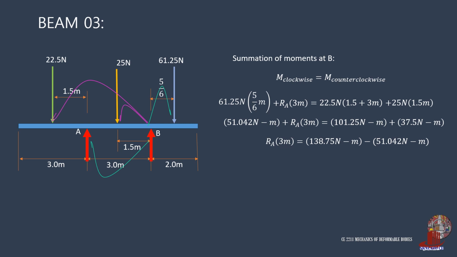Isolate the reaction and get 138.75 minus 51.042 newton meters. Then divide it by 3 meters to have the reaction at A as 29.236 newtons.